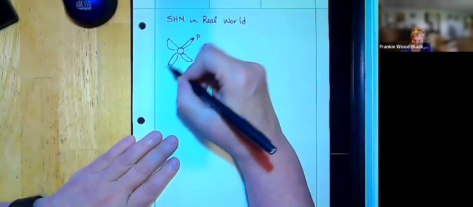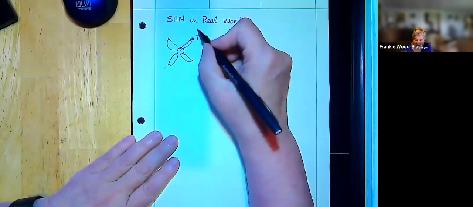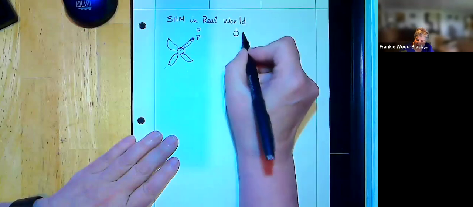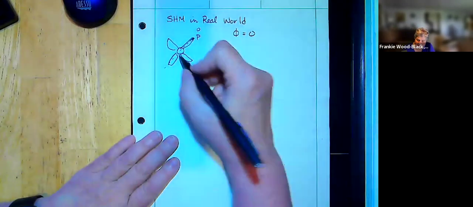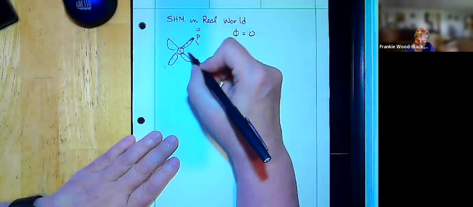And I'm going to say that that point is starting at 0. So my phase angle is going to equal 0, because I can do that. I can start my phase angle anywhere I want. I take a ruler and I measure this distance.